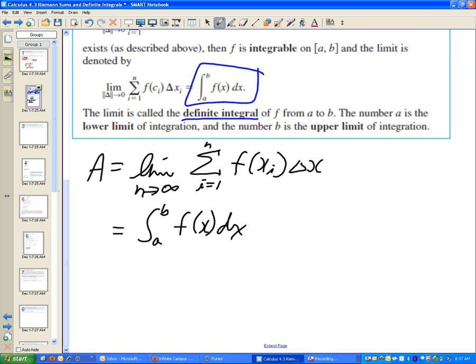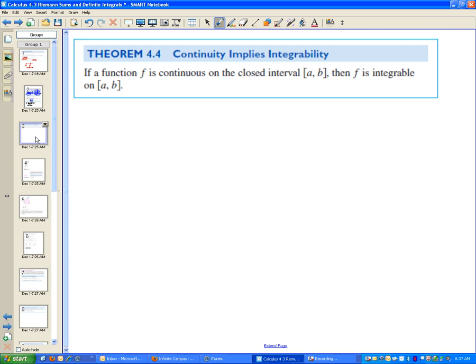All right, now let's learn a little bit more about definite integrals. Continuity implies integrability. If a function is continuous on an interval, then it has an integral on that interval. For now, think of the word integral as being both things, antiderivative and area. As long as your function is continuous on that closed interval, you can find its integral, both in the antiderivative sense and in the area sense.